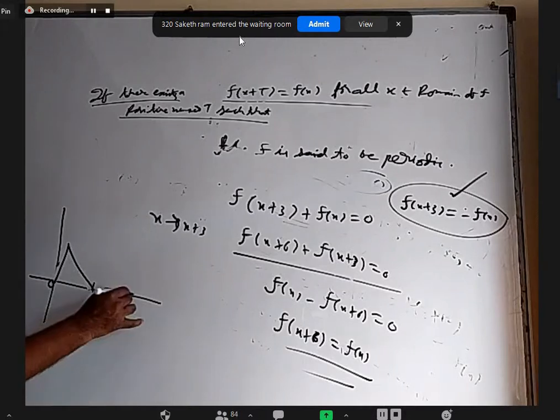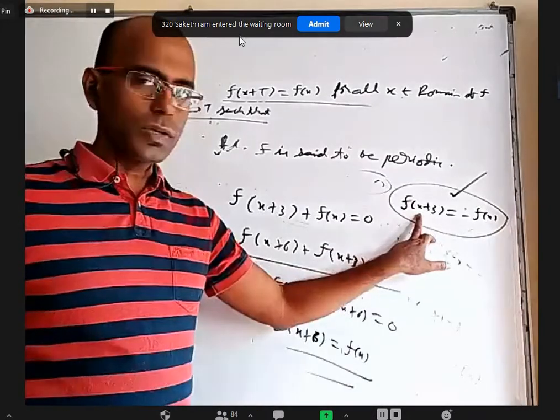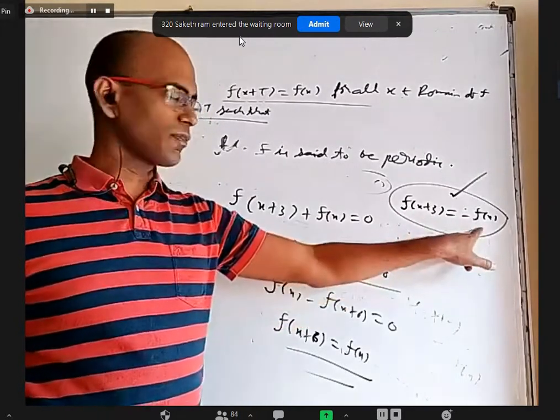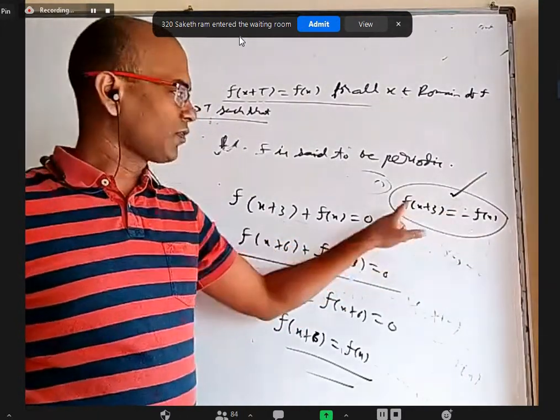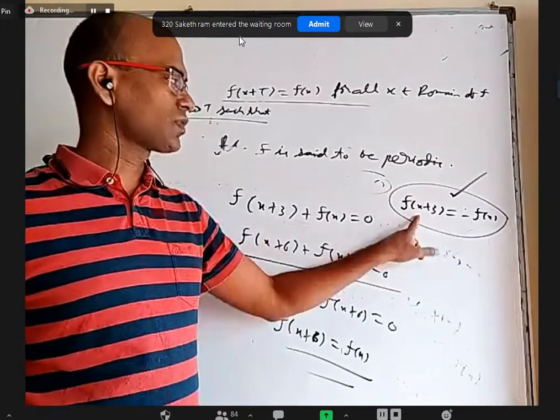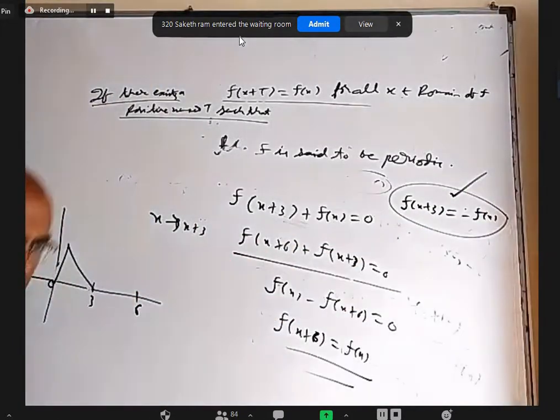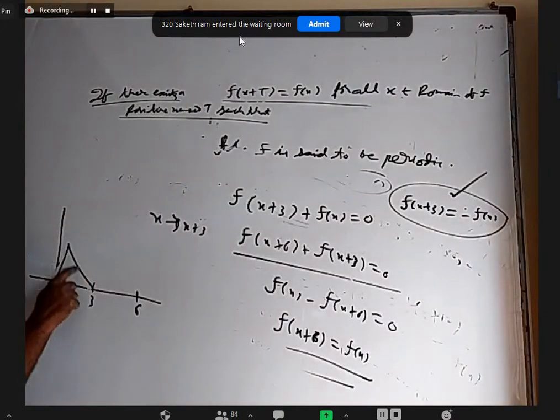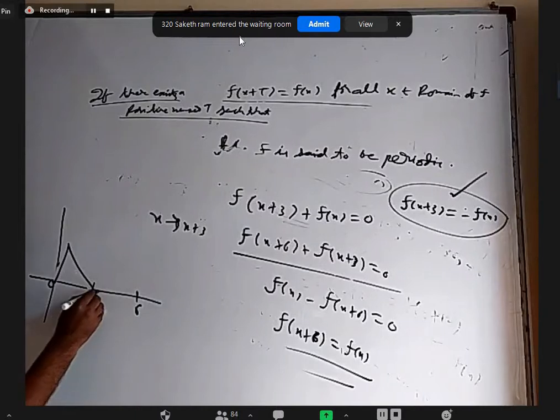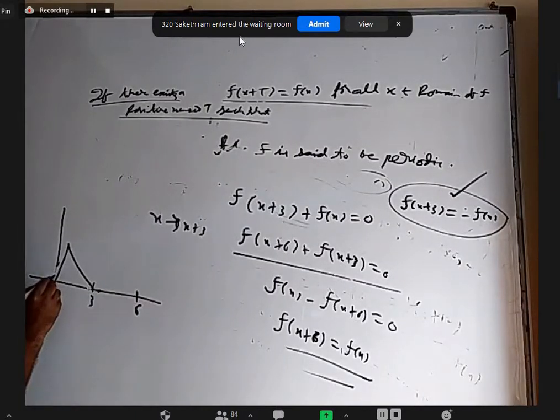Now between 3 to 6, what happens is that if you put x equal to 1, f of 4 will come, minus f of 1. F of 5 will be minus f of 2. F of 6 will be minus f of 3. So what is happening between 3 to 6 is, whatever is happening between 0 to 3, negative of that happens here. If somebody wants f of 3.2, that will be minus f of 0.2.